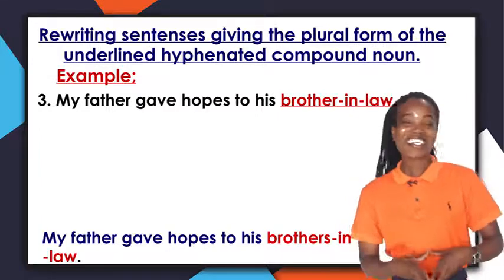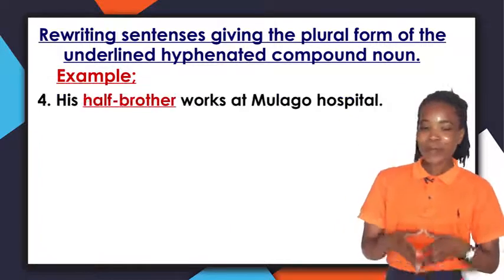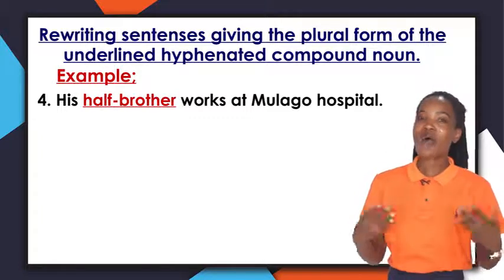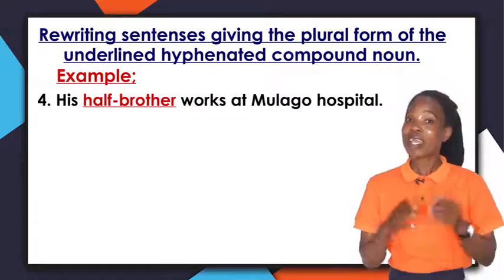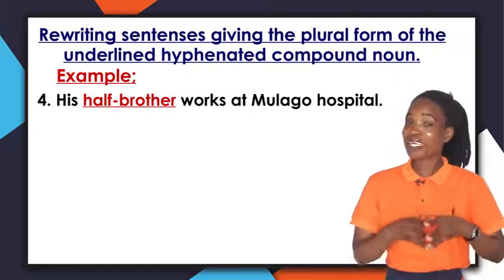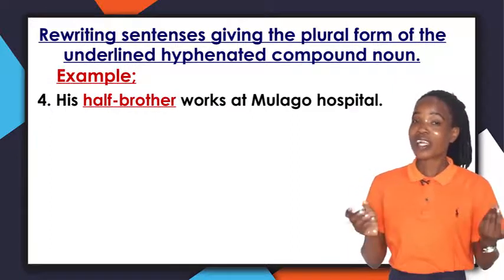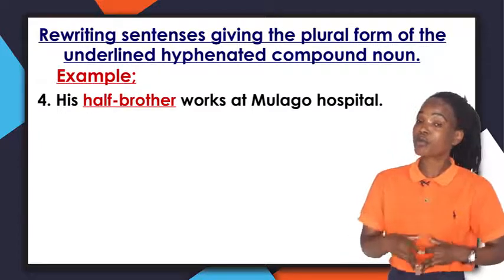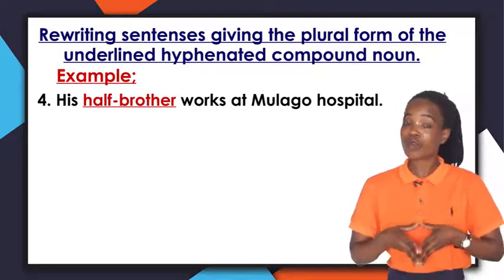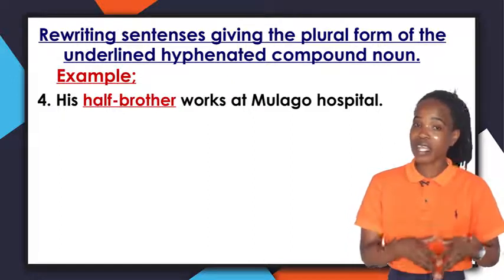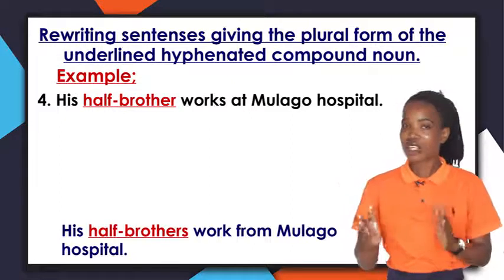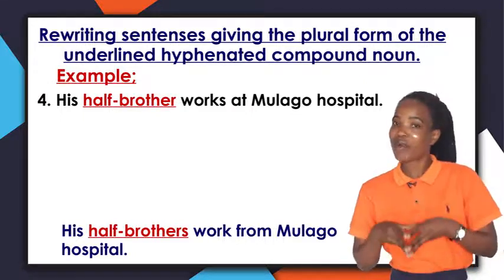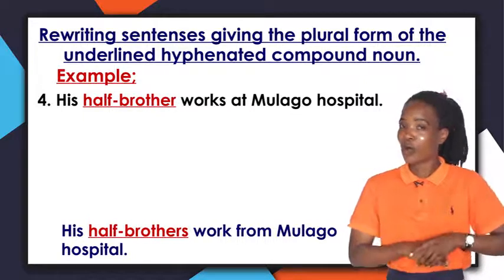The next sentence is already on your screen, my precious viewer, and that is, his half-brother works at Mulago Hospital. The underlined word is half-brother, and we have to give the plural form to that word. What are we going to do as we write? We are going to say, his half-brothers work from Mulago Hospital.